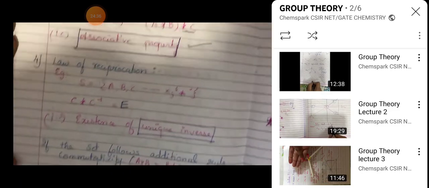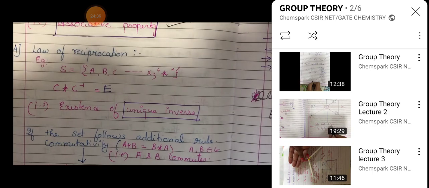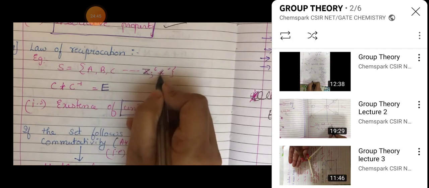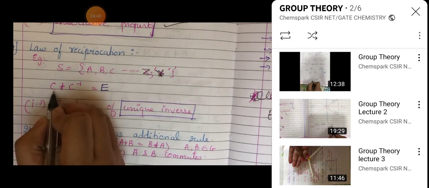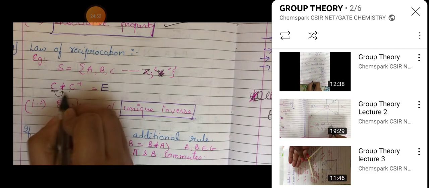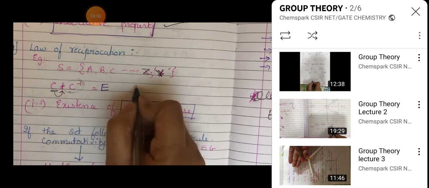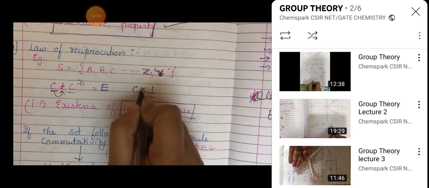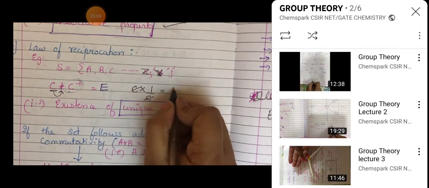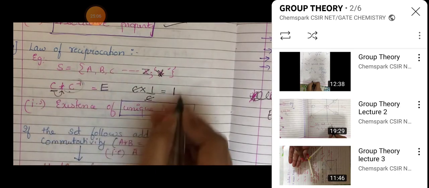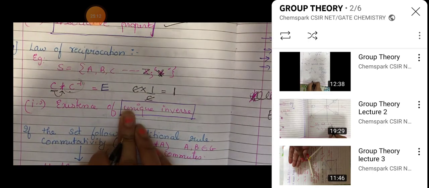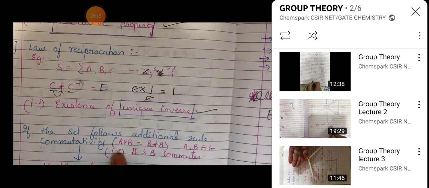The next is the law of reciprocation, and this is very important. Okay, now again an example: consider A to Z and the binary operation is multiplication. If I consider one element C and I do multiplication as a binary operation with its inverse, मतलब अगर C को multiply किया 1 by C में, what I am getting is the identity only. If I am getting the identity, that is 1, then the property is called the unique inverse or law of reciprocation. Okay, so the group should follow the unique inverse also.